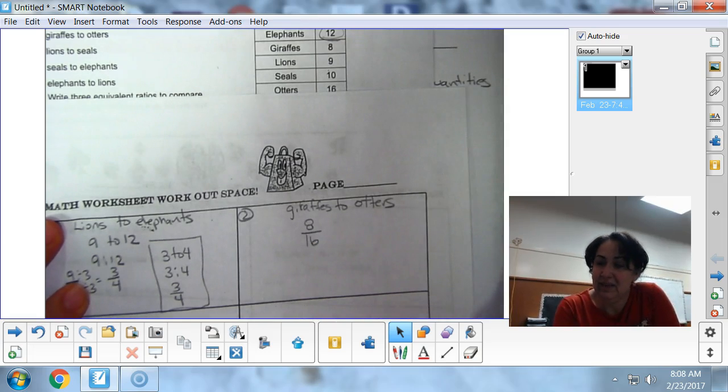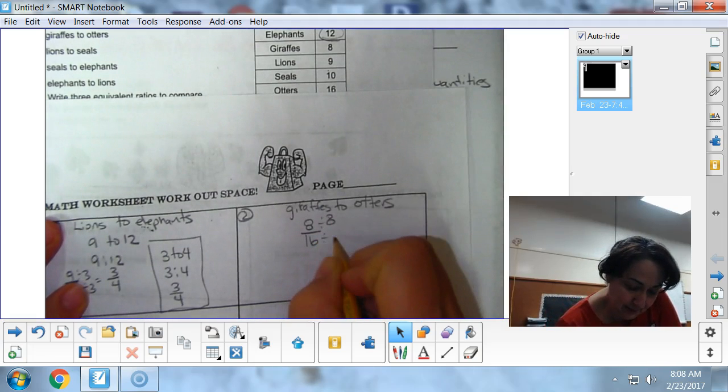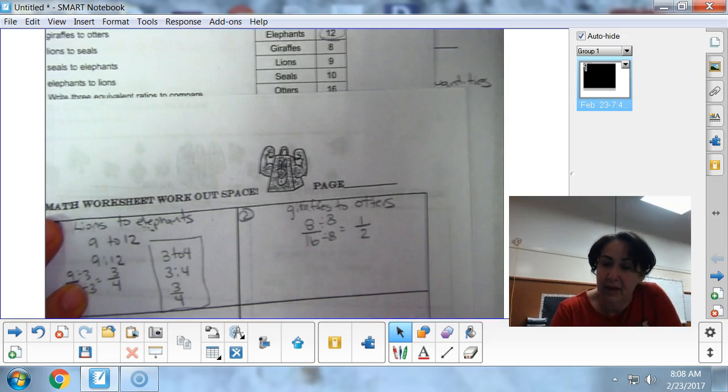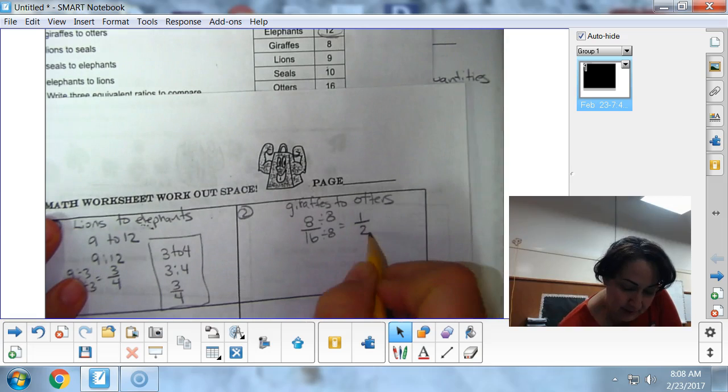Okay, does anything evenly divide into 8 and into 16? And the answer is yes, 8 does. 8 divided by 8 is 1. 16 divided by 8 is 2. If you wanted to start with 2 and divide there, you could. You just have to do it more times. Okay? So I have 1 to 2, 1 to 2, 1 to 2.